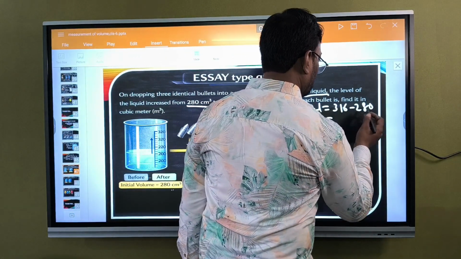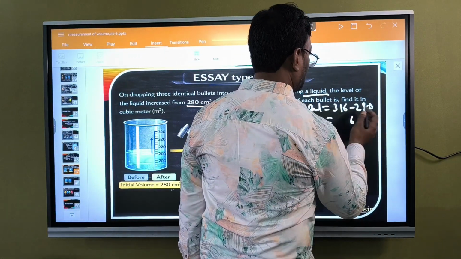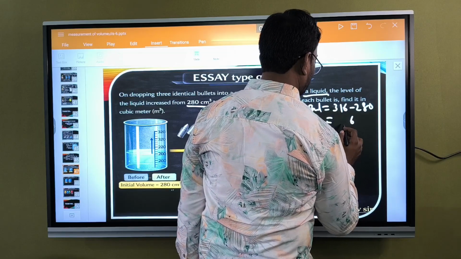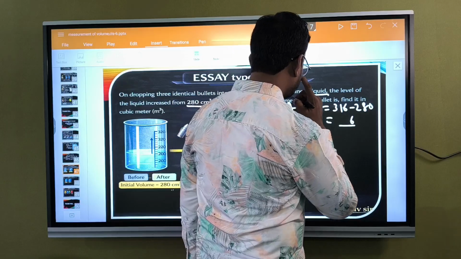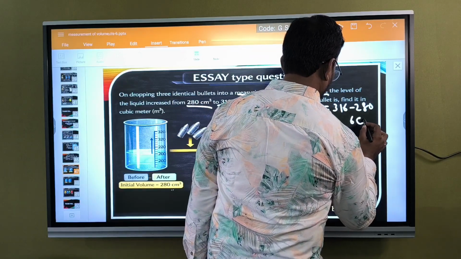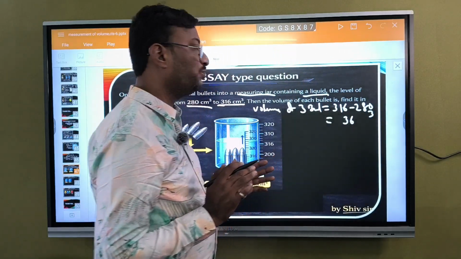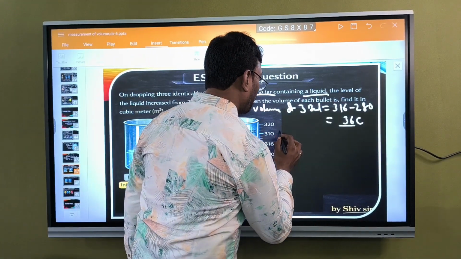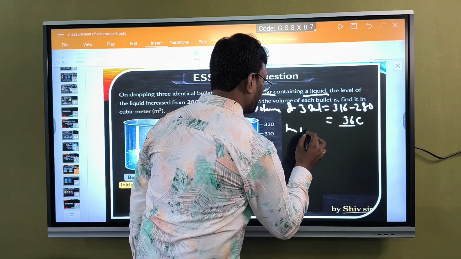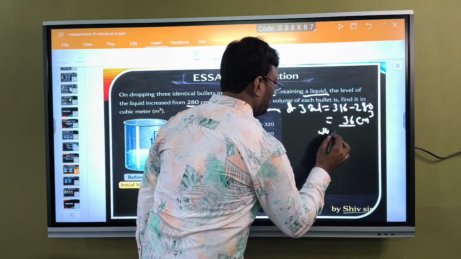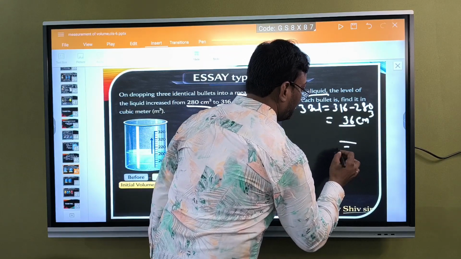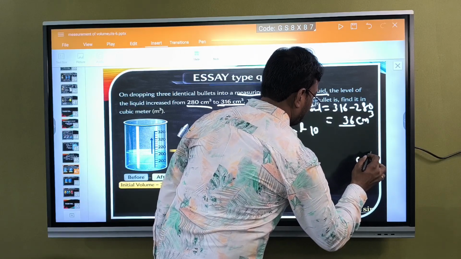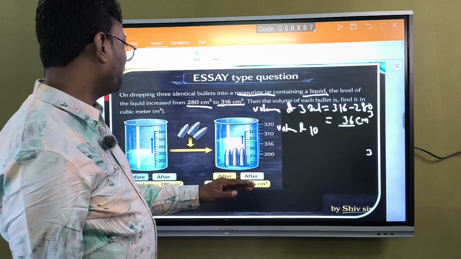See now, 6, 3, okay, 36. What is the unit? Cubic centimeter. Okay. So this is the volume of 3 bullets. We need the volume of each bullet. Volume of one bullet will be equals to 36 by 3 cubic centimeter, which is equals to 12 cubic centimeter. 12 cubic centimeter is the volume of each bullet.